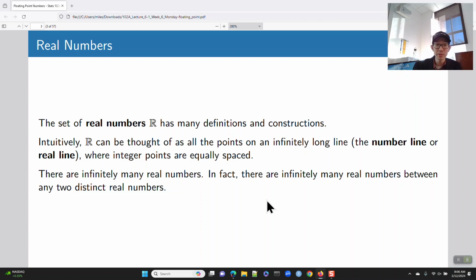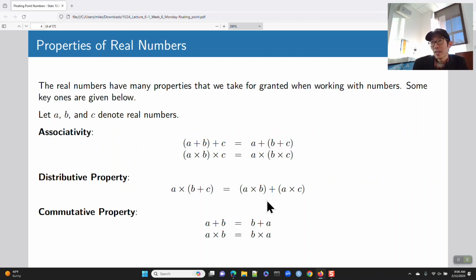So I wrote, the set of real numbers have many definitions and constructions. I don't know if any of you are going to take 131A, real analysis and things like that. You might not, but anyway, we can think of it as all the points along some infinitely long number line, okay? And all the integer points are equally spaced out, but there are infinitely many real numbers. And then between any two distinct real numbers, whether it's the number 0 and 1, there's infinitely many values. You pick 0 and 0.1, there's infinitely many values between them, right? And so that's what we have.